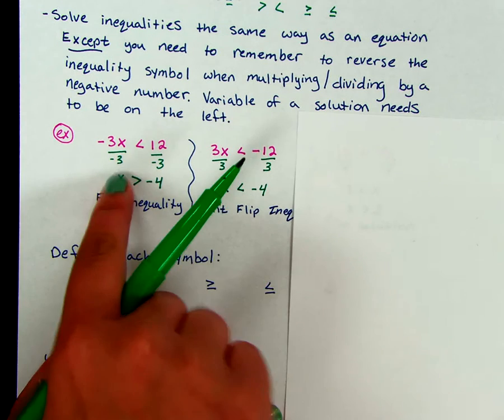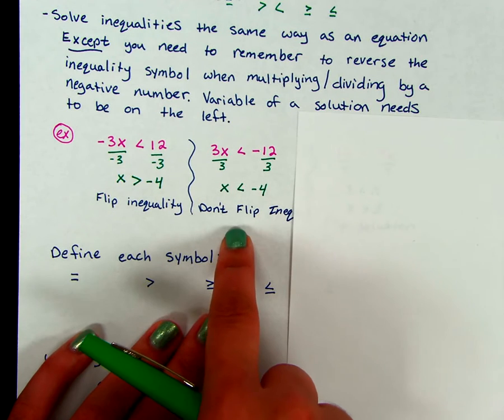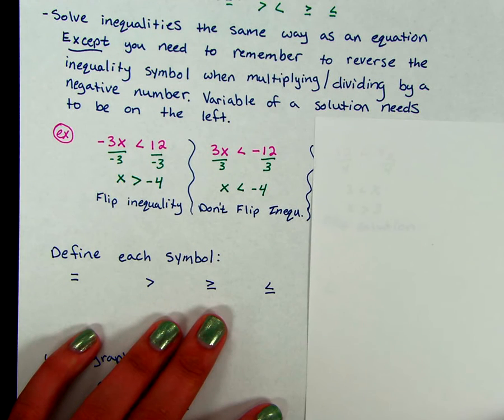So if we divide by a negative, we flip the inequality. If we divide by a positive, we don't flip the inequality. And that applies to multiplication as well.